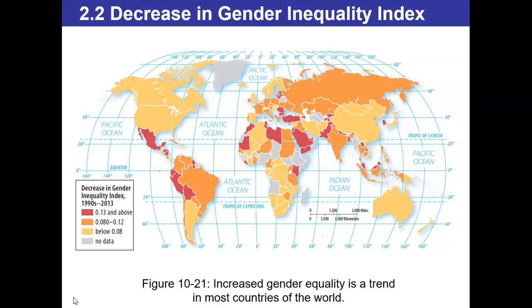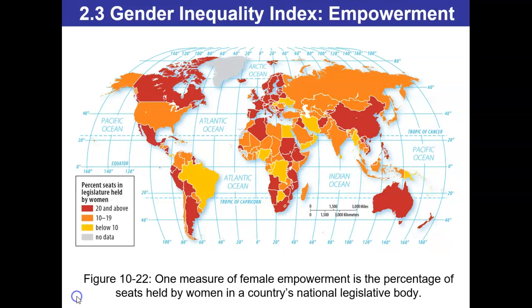Increased gender equality is a trend in most countries around the world, and this is something that is a major goal of the United Nations. How do you measure female empowerment? Look at the percentage of seats held by women in a country's national legislative body.